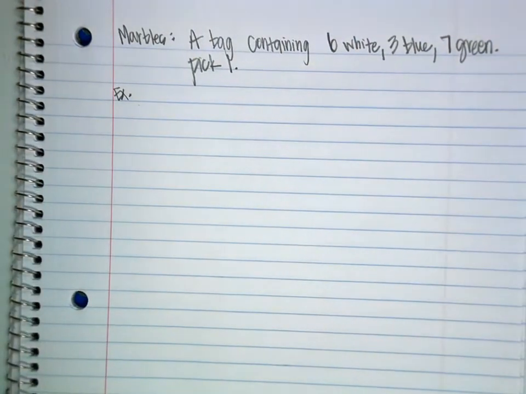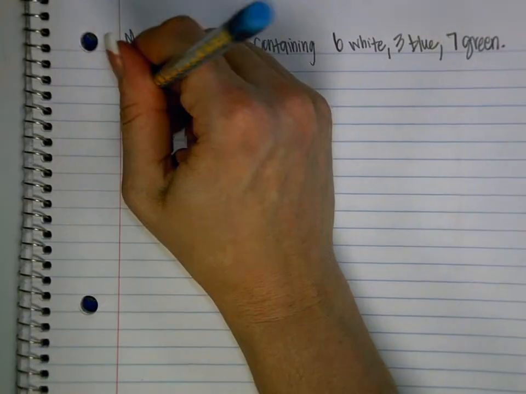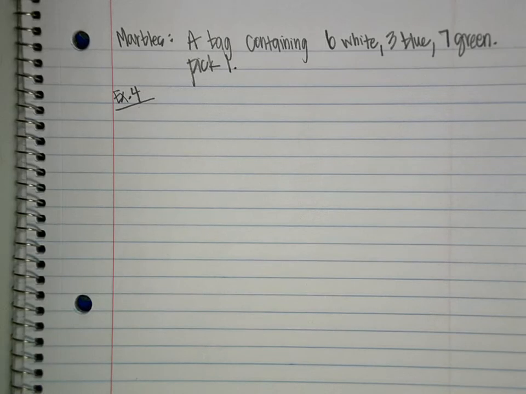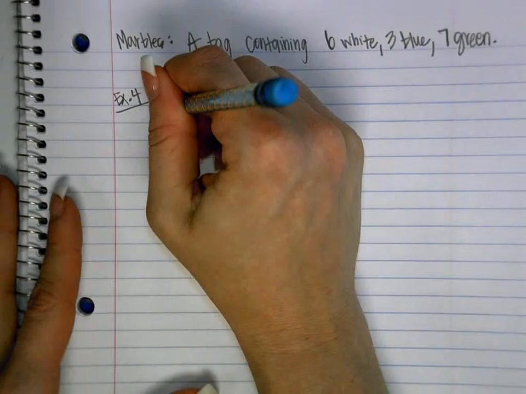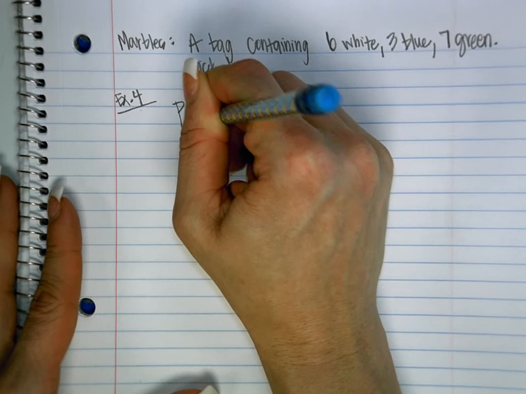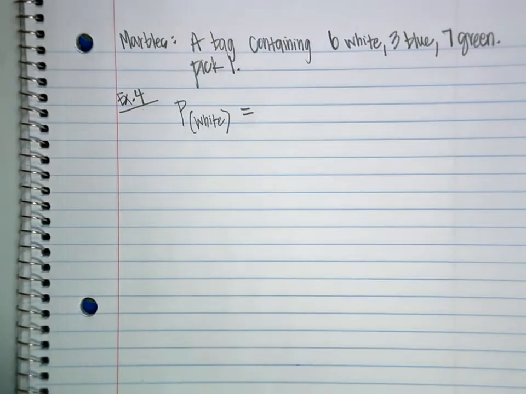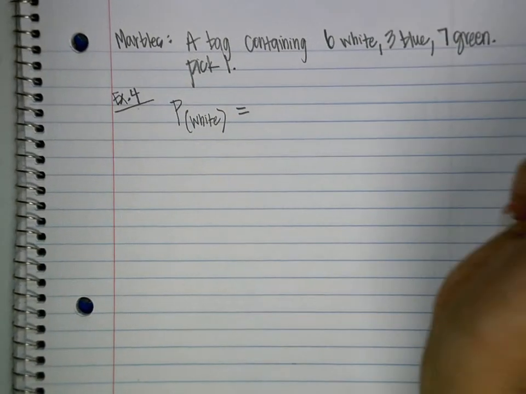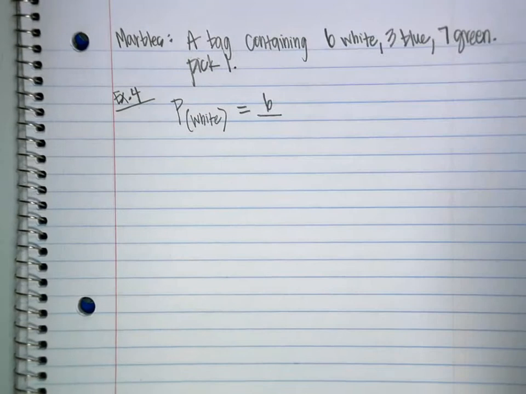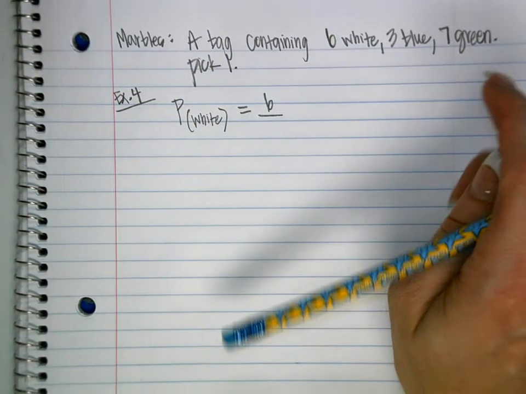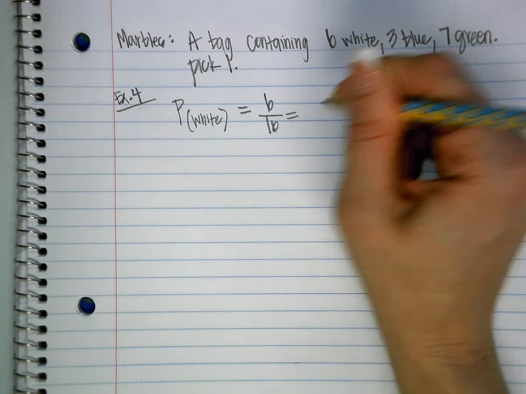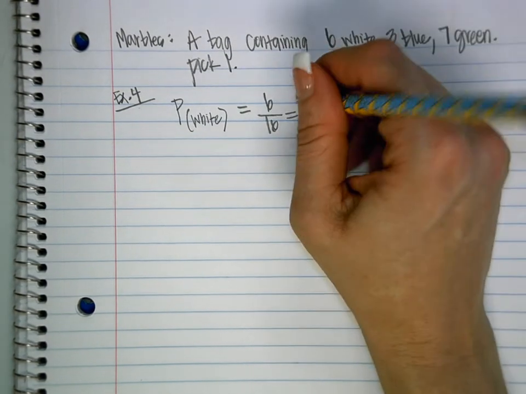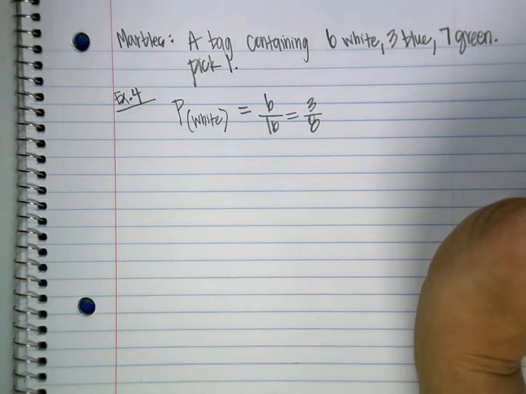What number are we on? Number 4? Okay, so for example, number 4, I have a bag containing 6 white, 3 blue, and 7 green marbles, and I'm picking out 1. What is the probability of picking a white marble? How many whites are there? 6 out of how many total marbles are there? 6 plus 3 plus 7 is 16. So that would reduce to be what? 3 out of 8. Okay, just a couple more.